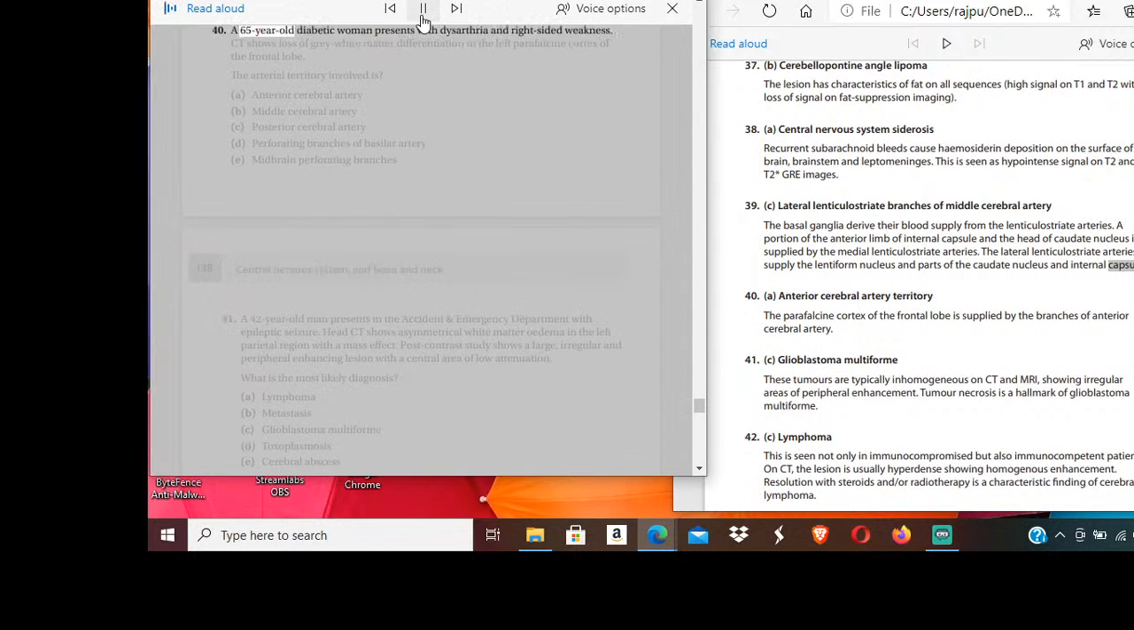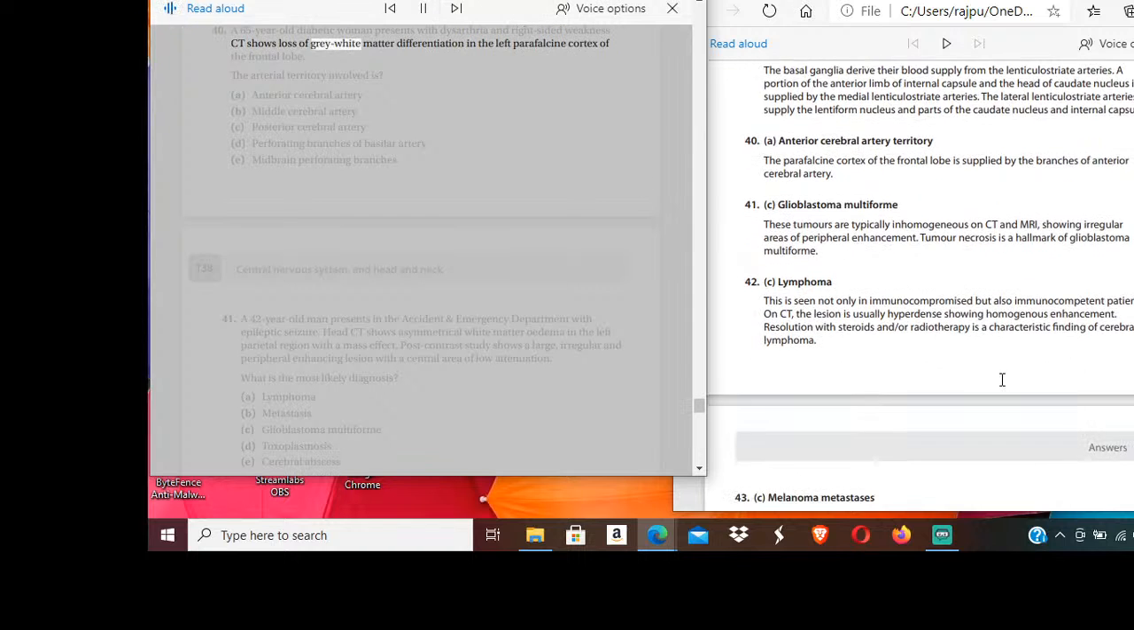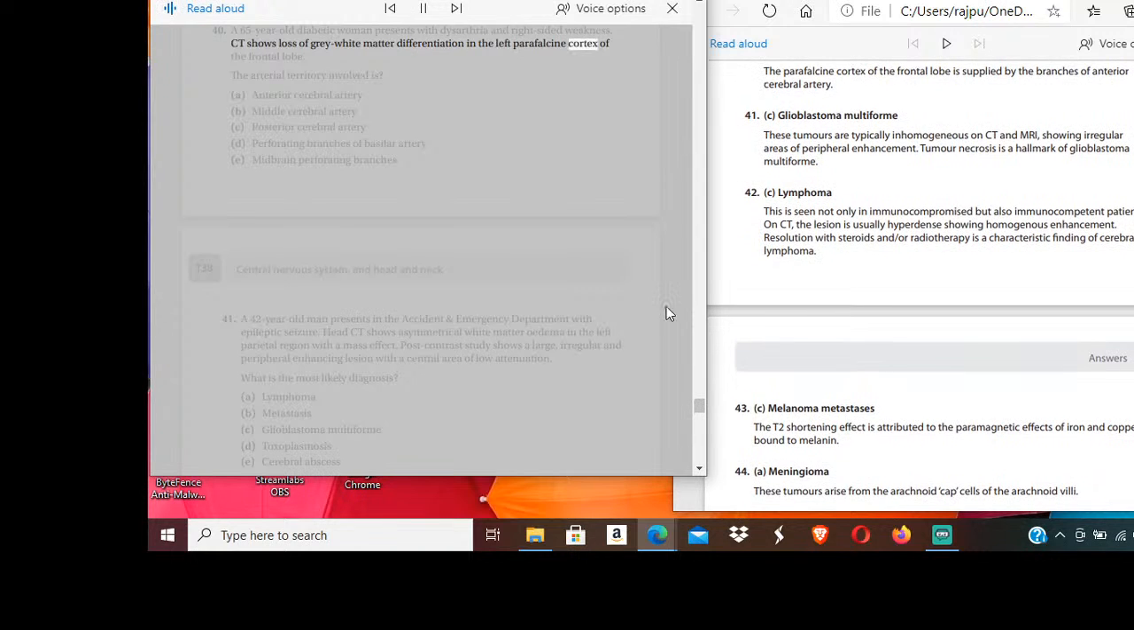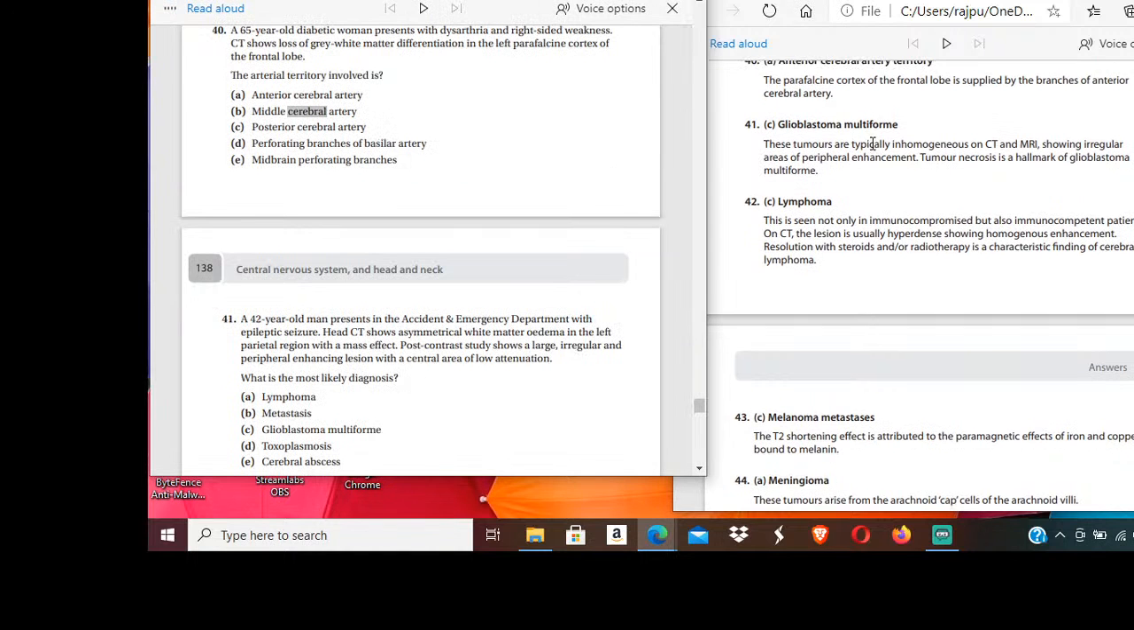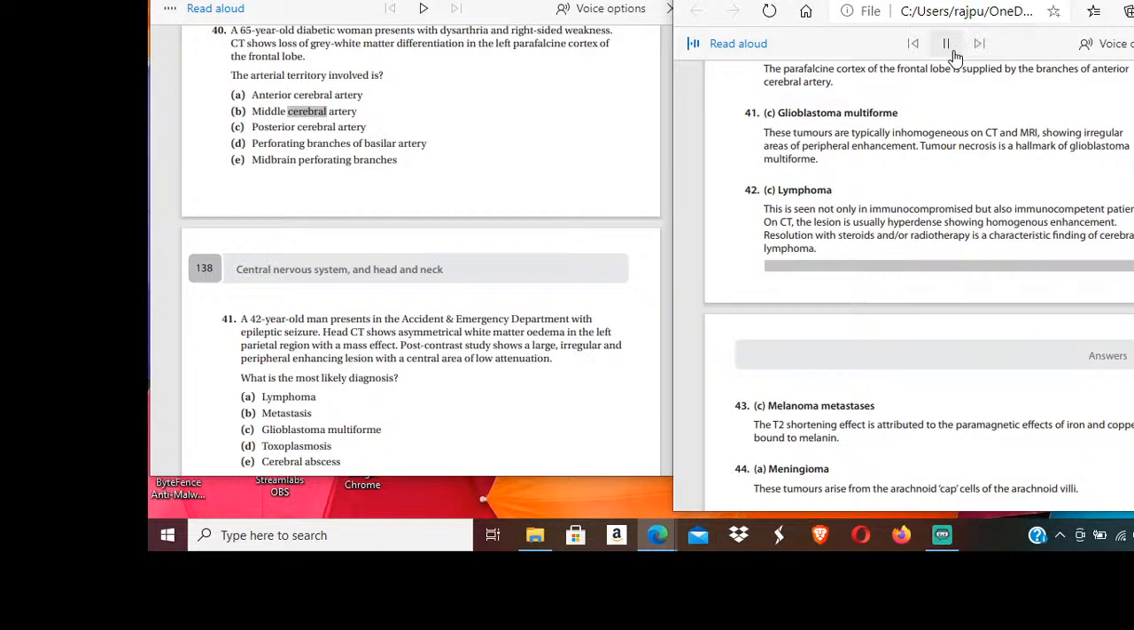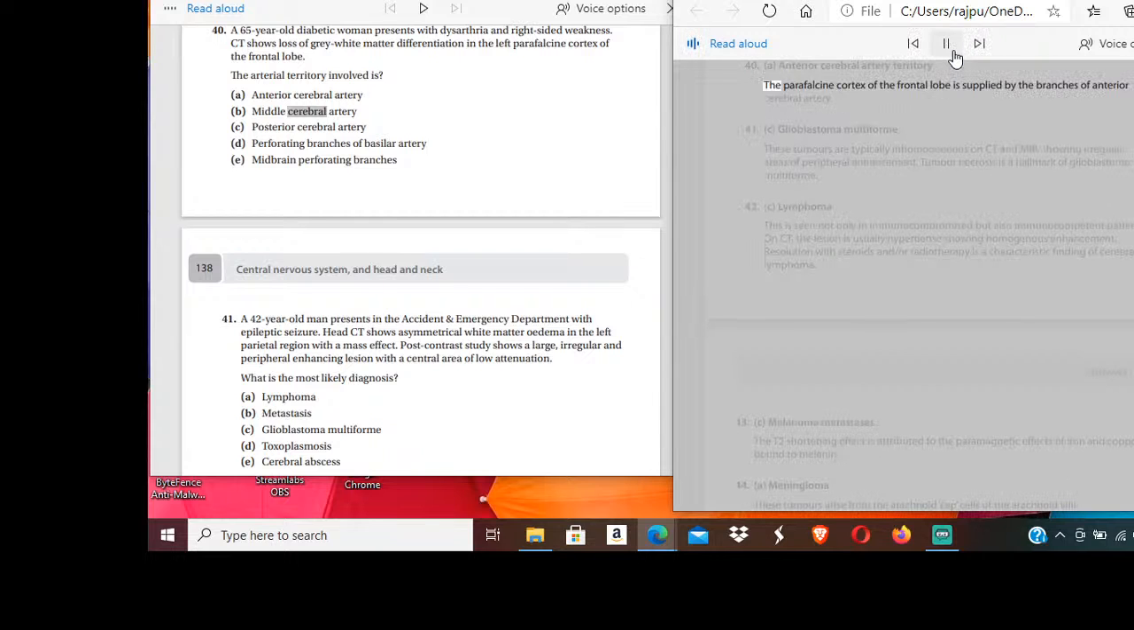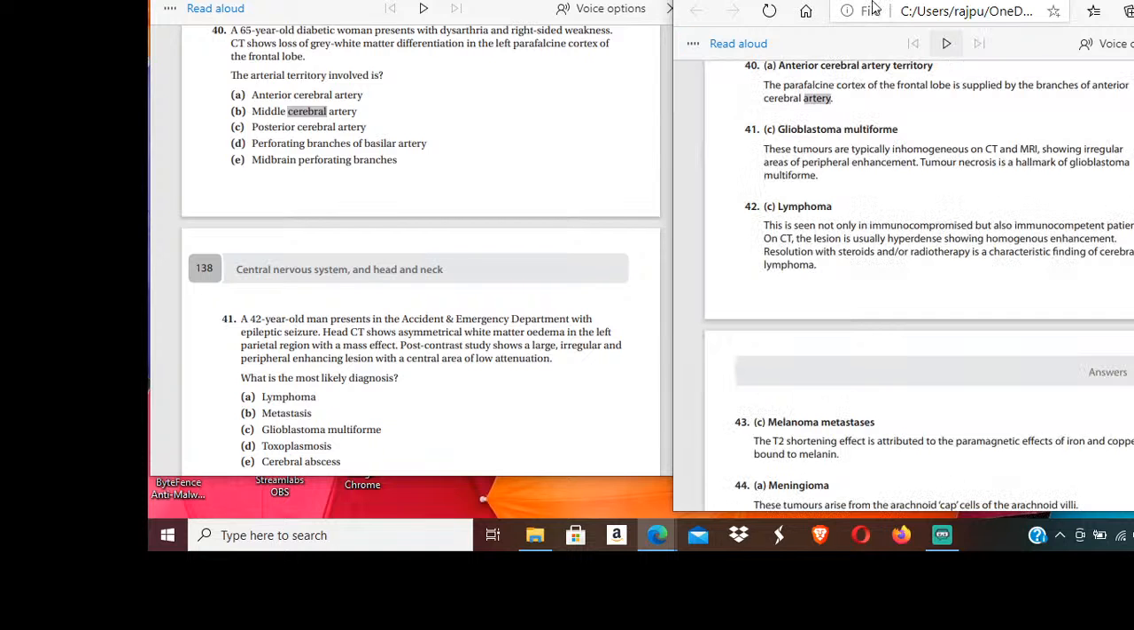A 65-year-old diabetic woman presents with dysarthria and right-sided weakness. CT shows loss of gray-white matter differentiation in the left parafalcine cortex of the frontal lobe. The arterial territory involved is A. Anterior cerebral artery. B. Middle cerebral artery. 40. A. Anterior cerebral artery territory. The parafalcine cortex of the frontal lobe is supplied by the branches of the anterior cerebral artery.